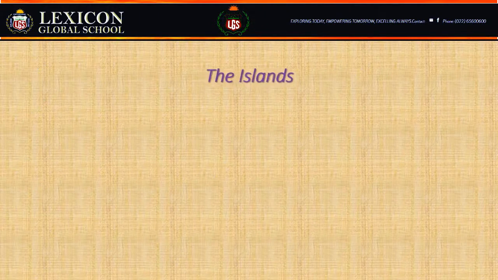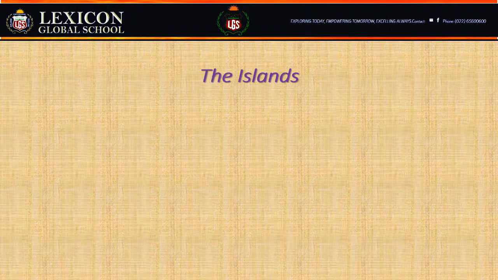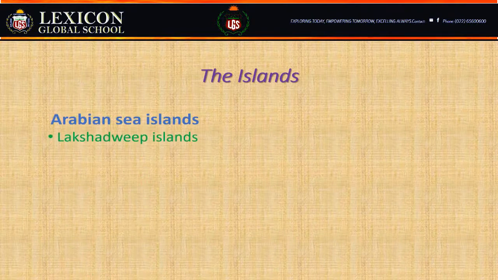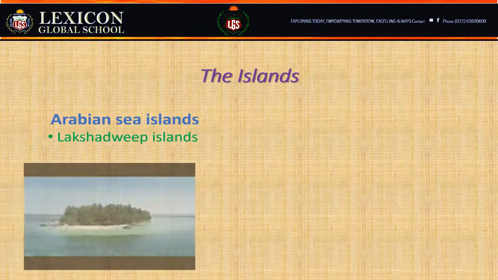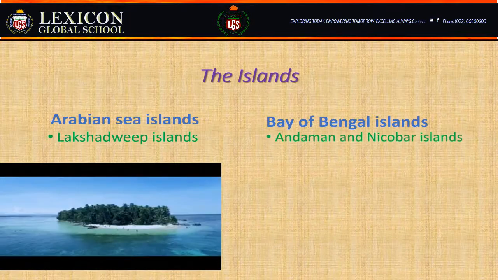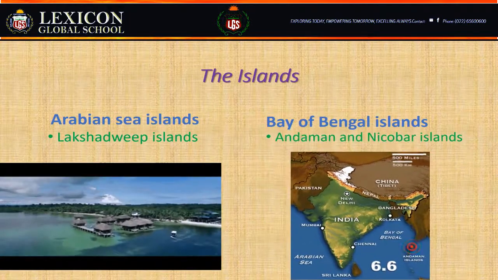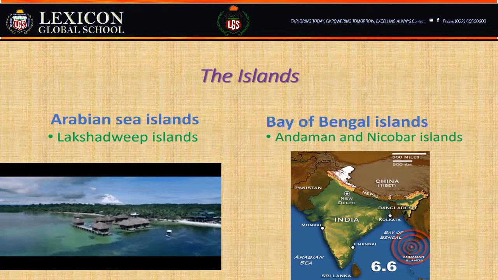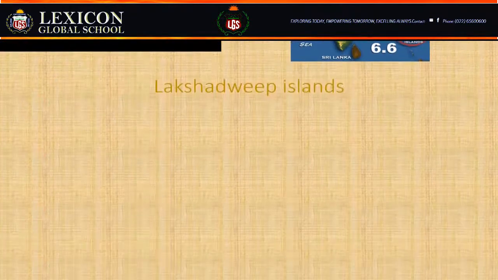Since India is surrounded by water on three sides, we know even the islands are considered to be a part of India. The islands in the Arabian Sea are the Lakshadweep Islands, and the islands in the Bay of Bengal, that is the Andaman and Nicobar, are a part of Indian territory. We begin with Lakshadweep Islands.